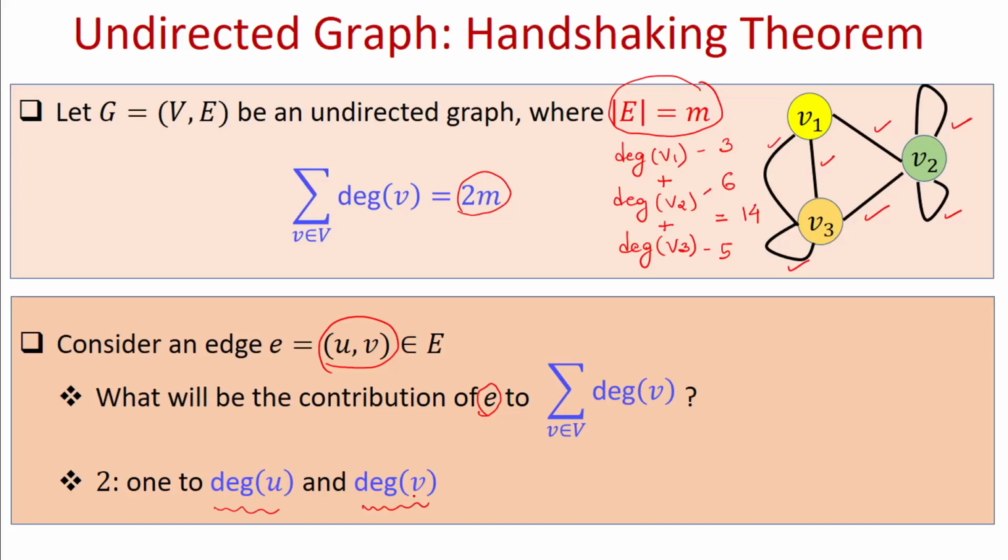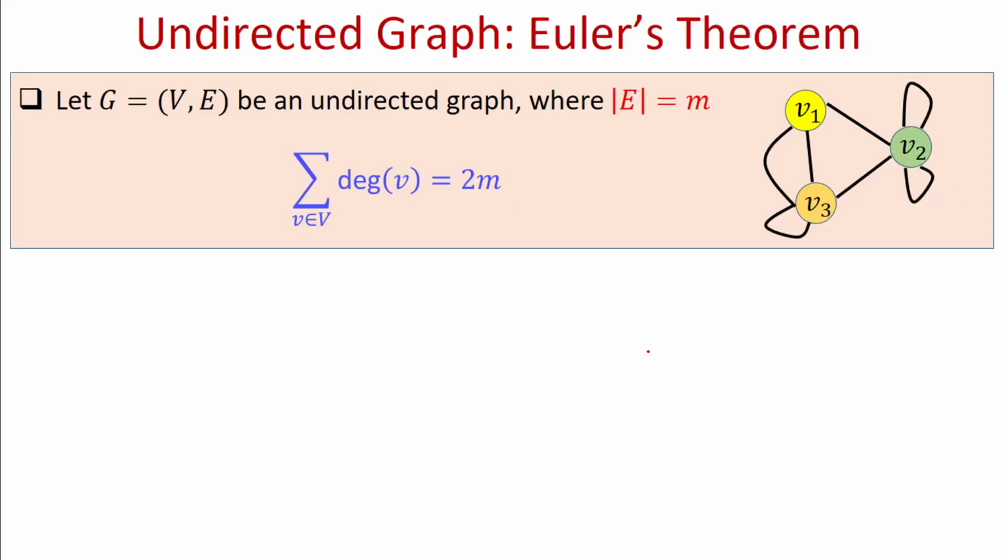And if u is the same as v, then as per the definition of the degree, the self loop will be counted twice, right? Because u will be the same as v. So that's why in the expression, when we are summing up the degrees of all the vertices in the graph, the contribution of the edge u comma v will be 2, and hence it's easy to see that the summation of the degrees of all the vertices will be twice the number of edges in the graph.